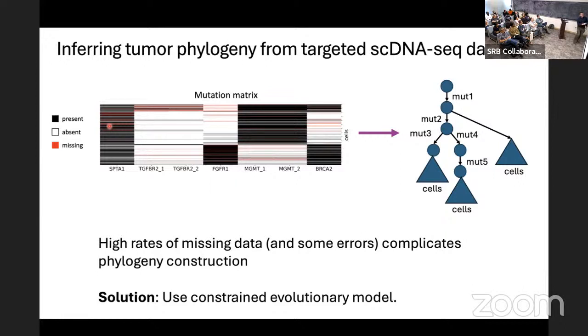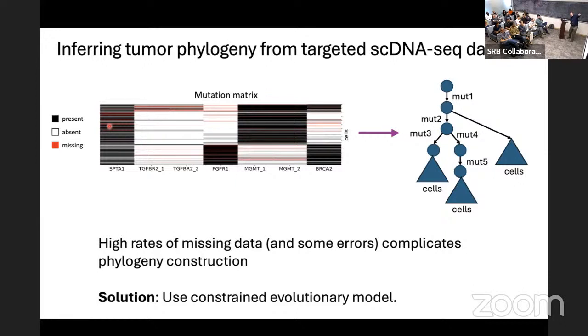So this is a simplified model that's been used a lot, and I'm going to show you this on a slide. This model where mutation can only be gained and never lost is what is sometimes called the infinite sites or perfect phylogeny. That's exactly this type of evolutionary model. It's what we call a constrained model because it doesn't allow for every possible change to happen. And this is what has been done in single cell sequencing.